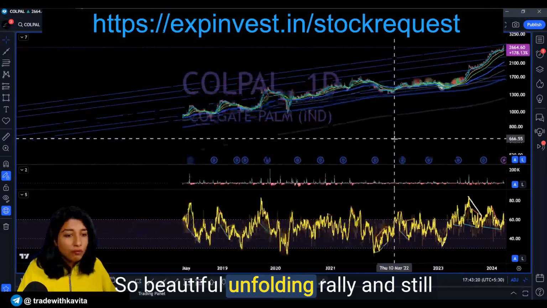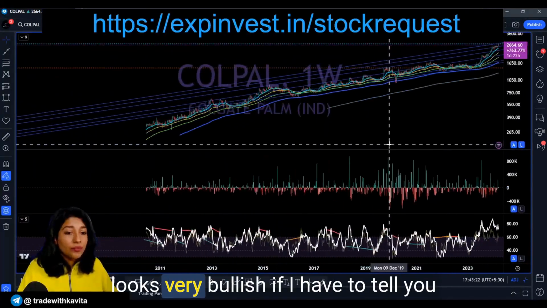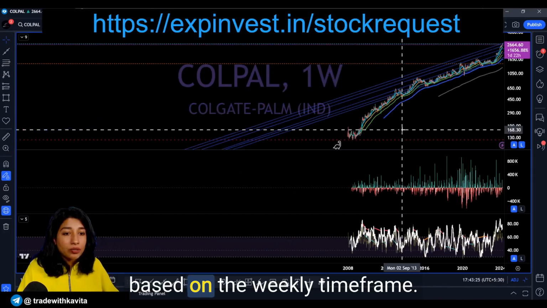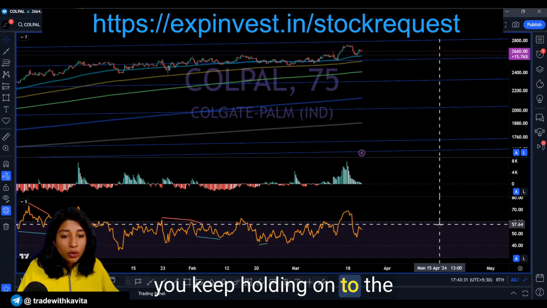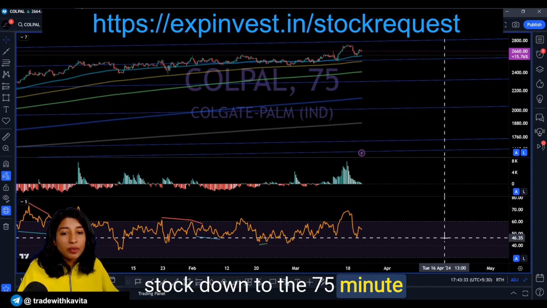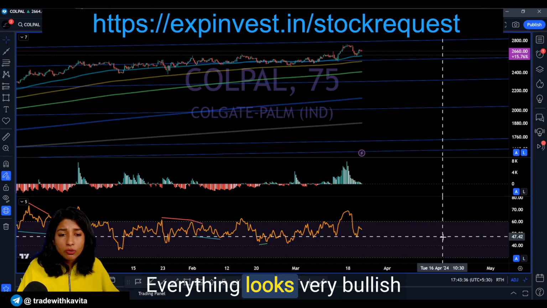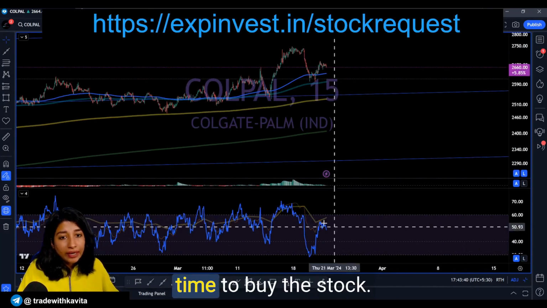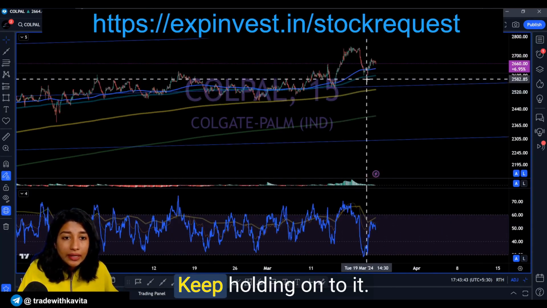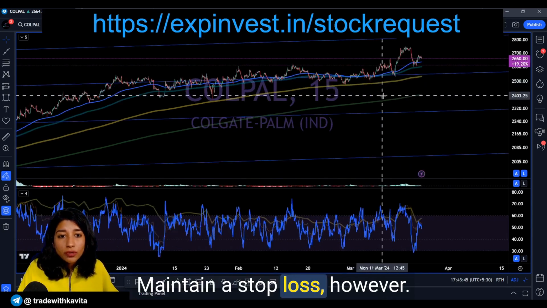So, a beautiful unfolding rally, and it still looks very bullish if I have to tell you, based on the weekly time frame. So I would suggest that you keep holding on to the stock. From the weekly and daily down to the 75-minute time frame, everything looks very bullish here, including the 15-minute time frame as well. In fact, the dips are a great time to buy the stock. So go for it, keep holding on to it, maintain a stop loss, however.